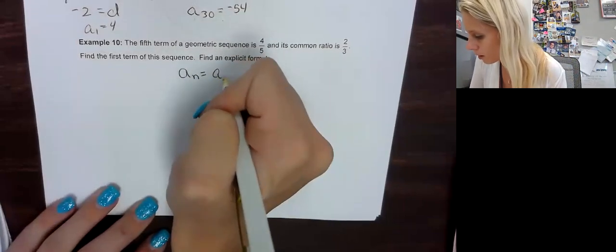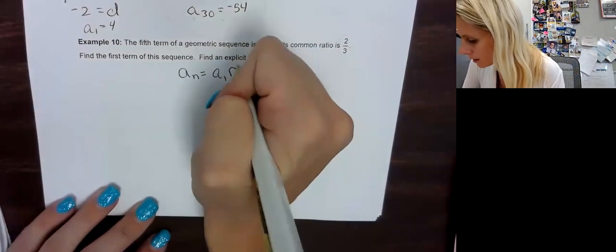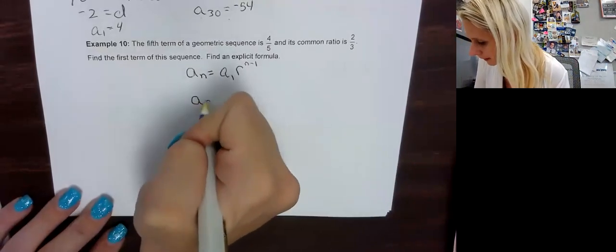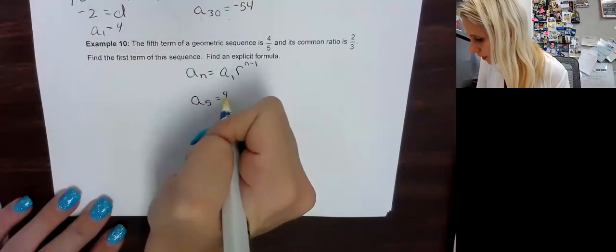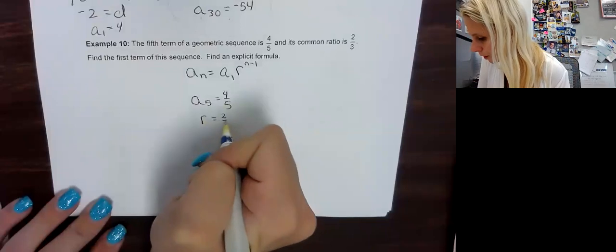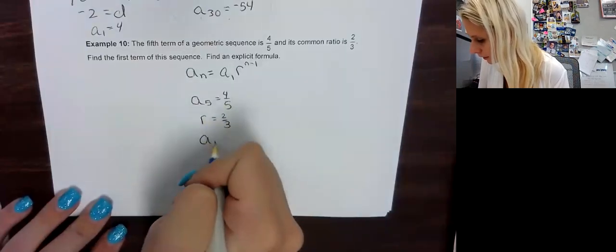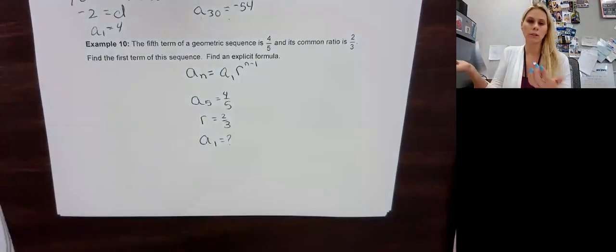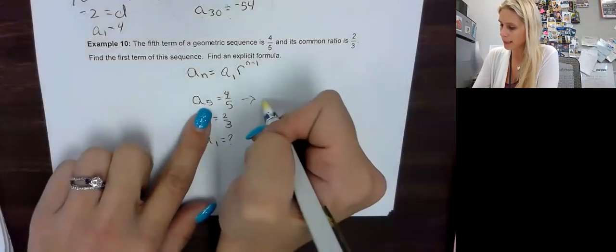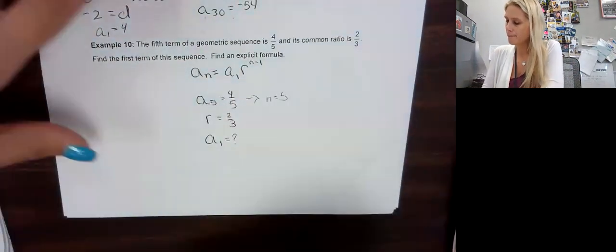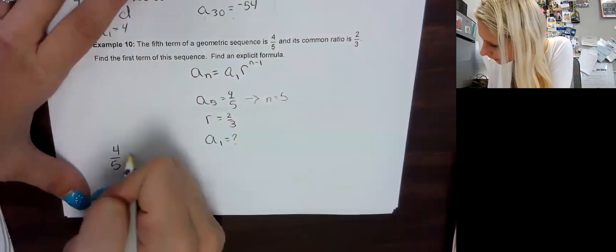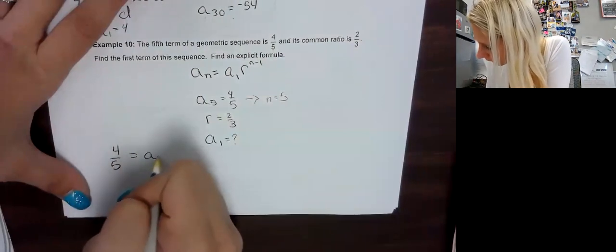So it's a subset 1 times r to the n minus 1. Okay, the fifth term, so a subset 5 is 4/5. The common ratio is 2/3. We're finding the first term and going to write the explicit. Okay, so right here, this also tells me n is 5, right? So let's plug it in. So we get 4/5 equals a subset 1 is what we're trying to find.